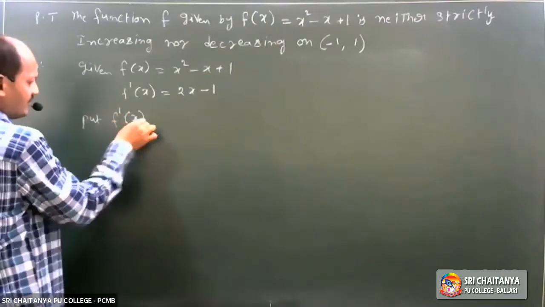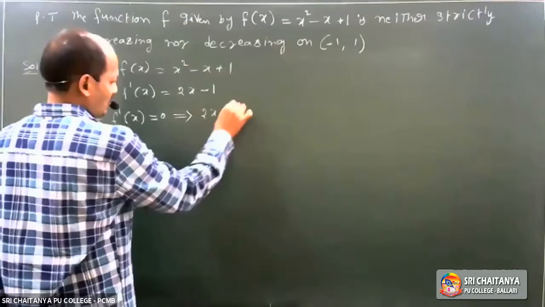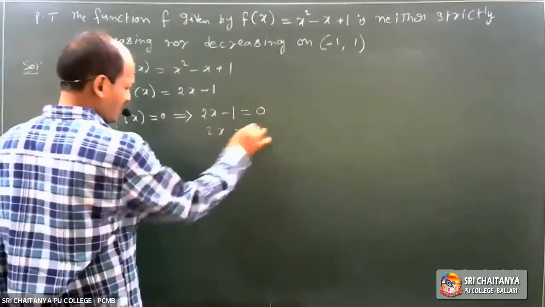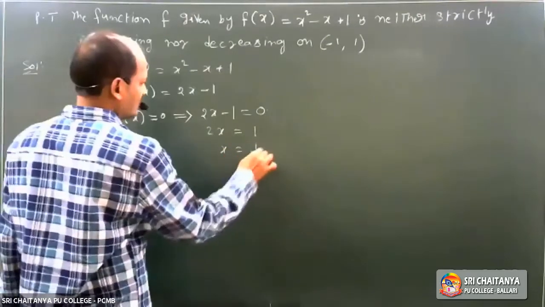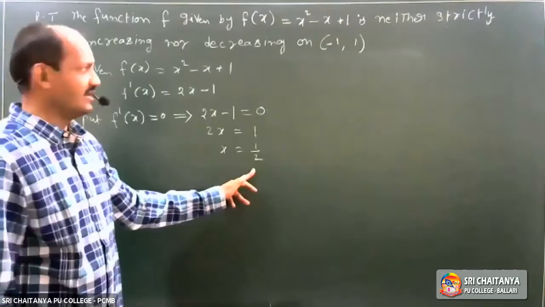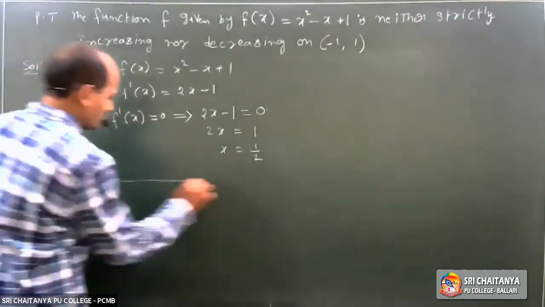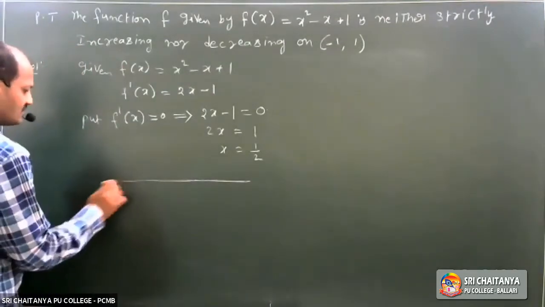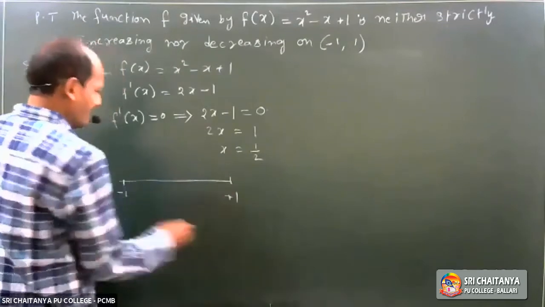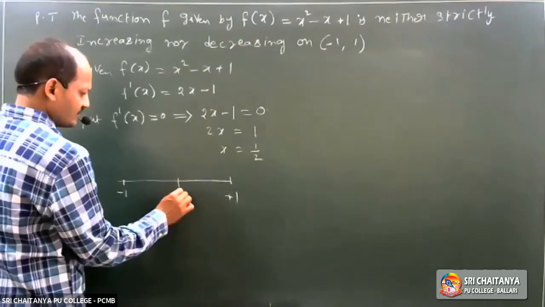First derivative is equal to 0. That means 2x minus 1 is equal to 0, 2x is equal to 1, x is equal to 1 by 2. So the value is x equal to 1 by 2. The given interval is minus 1 to plus 1, and in between we get 1 by 2.